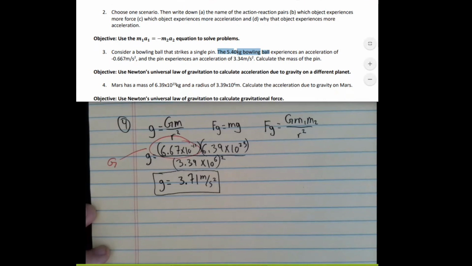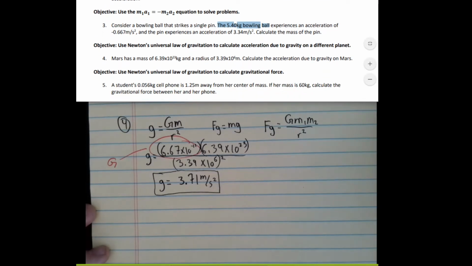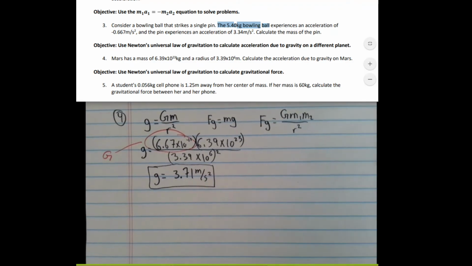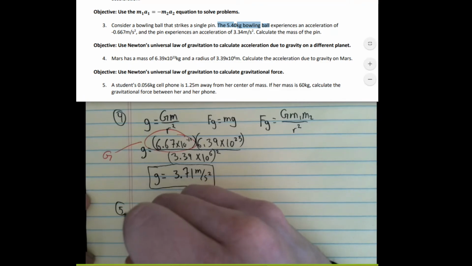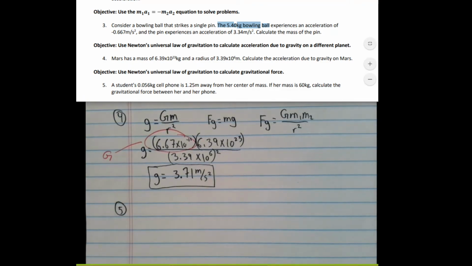Number 5. Number 5 asks us for gravitational force, so we'll actually use that third equation. Number 5 is the gravitational force between a student and her cell phone. So planets and stars aren't the only things with gravity. They're just large enough for us to see and observe the gravity. Everything in this universe that has mass also has a gravitational field, a gravitational force associated with it. It's just that when these things are too small, we can't tell that it's actually there.